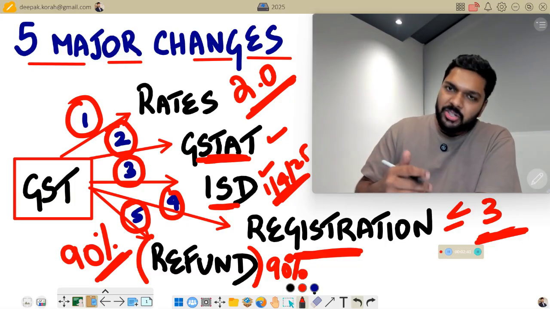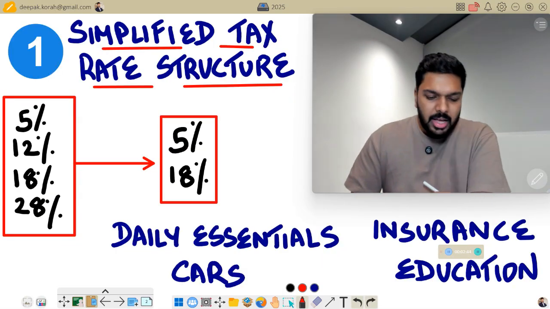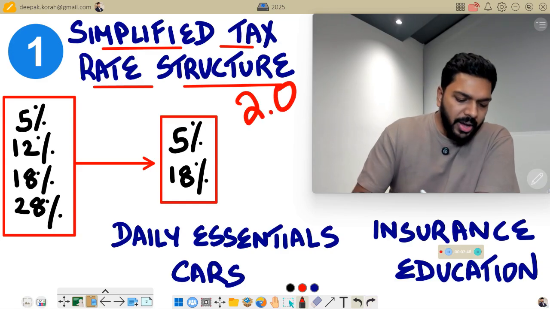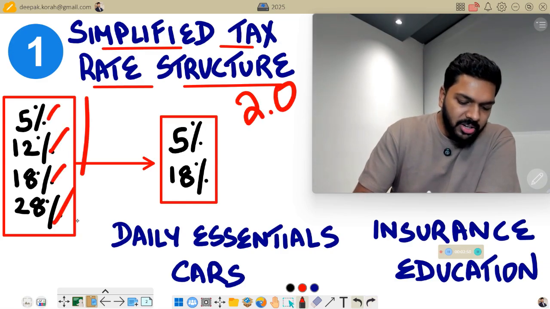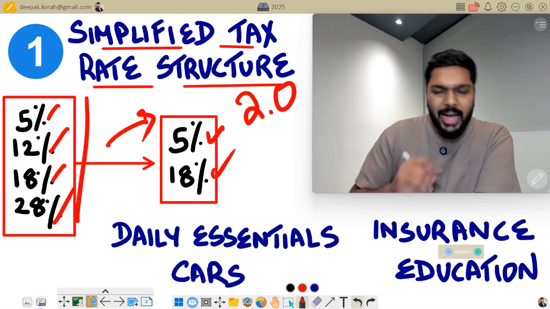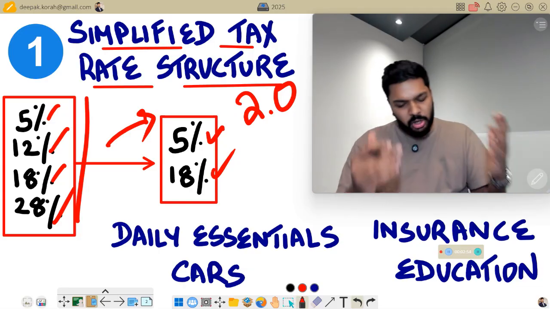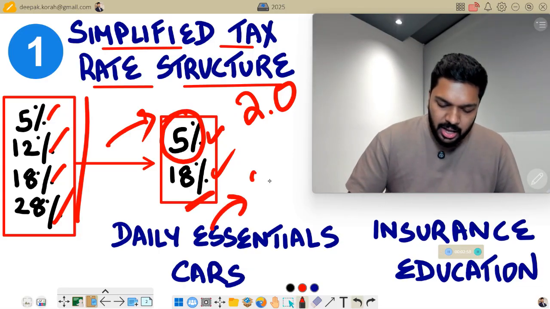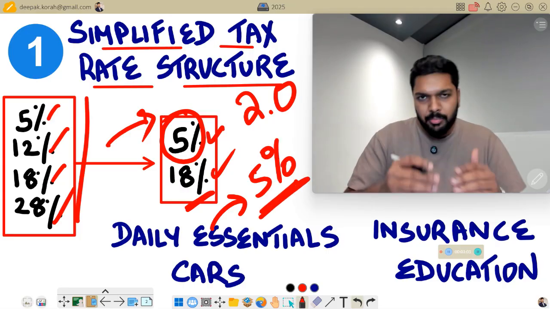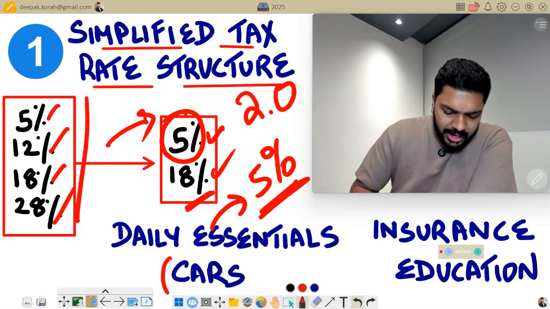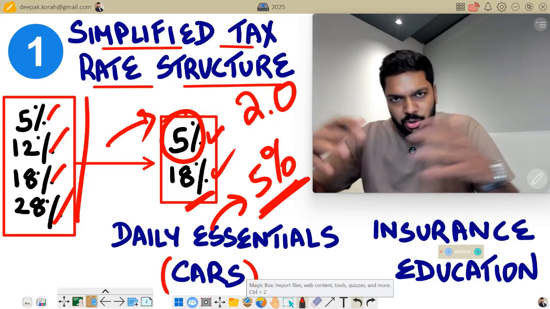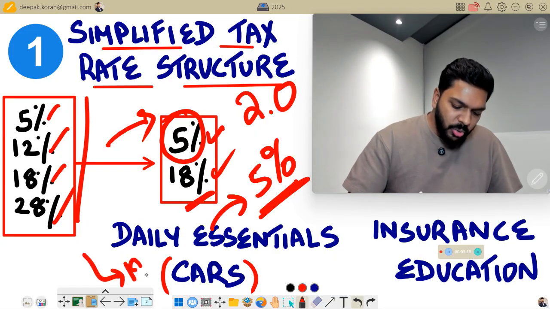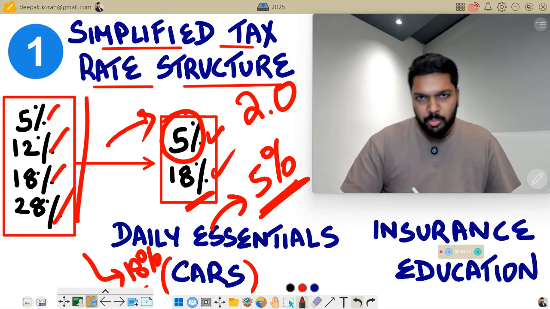Now let us look into each in detail. The first one is the simplified tax rate structure, GST 2.0, wherein from a 4 tax rate structure it got converted into a 2 tax rate structure: 18% for a majority of services, and for groceries and daily essentials the rates were brought down to 5%, making them cheaper. For a lot of cars in the non-luxury segment, small and medium-sized cars, the rates were slashed from 28% to 18%, making them cheaper to buy.